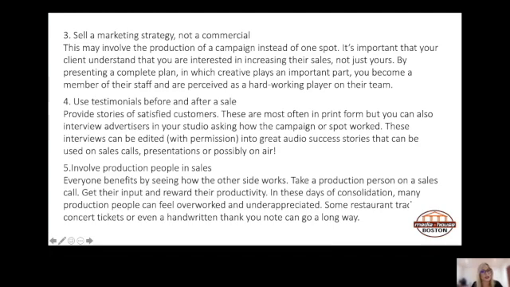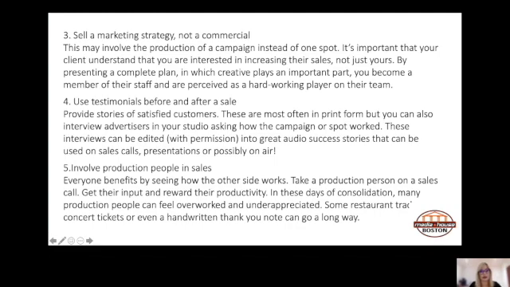Sell a marketing strategy, not an ad. This might involve the production of a campaign instead of one spot. It's important that your client understands that you're interested in increasing their sales, not just yours. By presenting a complete plan in which creative plays an important part, you become a member of their staff and are perceived as a hardworking player on their team.